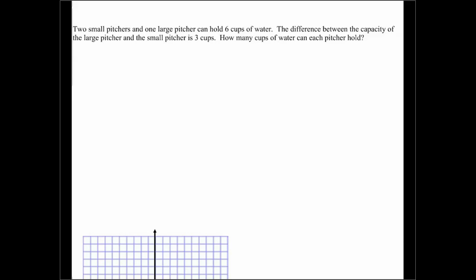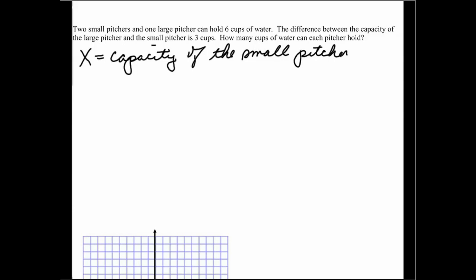The first step in an application problem is defining the unknowns. The first unknown is how much does the small pitcher hold? So we'll say X is the capacity of the small pitcher. How many cups of water does the small pitcher hold? That's our X. The Y will be the capacity of the large pitcher. How many cups of water does that large pitcher hold?